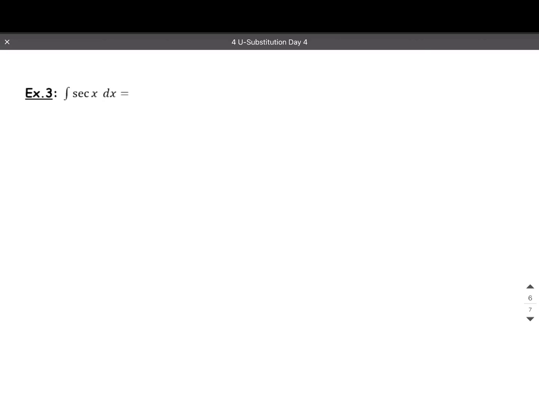So I'm going to try a whole different technique. I'm going to integrate secant x, and I'm going to multiply by 1. But my 1 is going to look like secant x plus tan x over secant x plus tan x, right? That's 1. I do not expect you at this point to have thought of that on your own, so please don't panic, okay? This is a new technique for you. I'm multiplying by 1, but I'm using a weird trig identity.